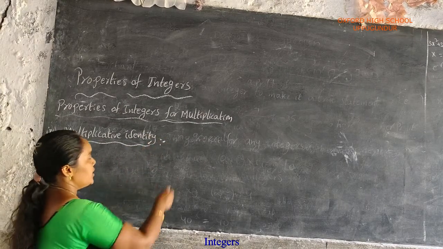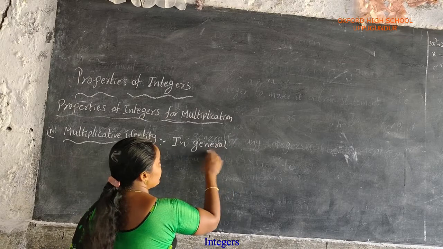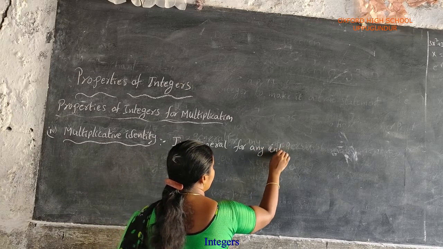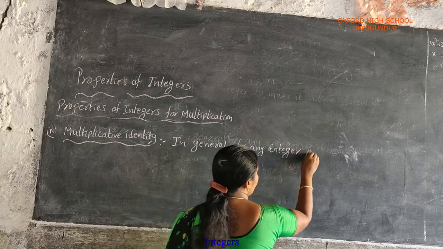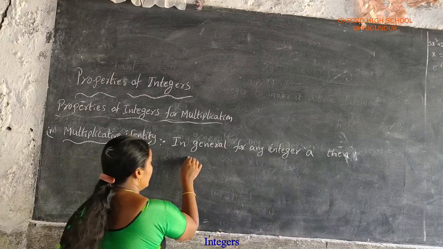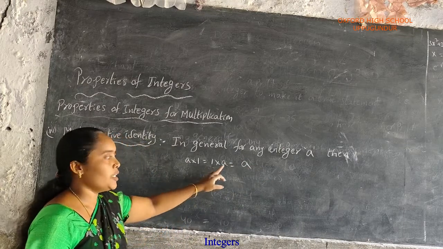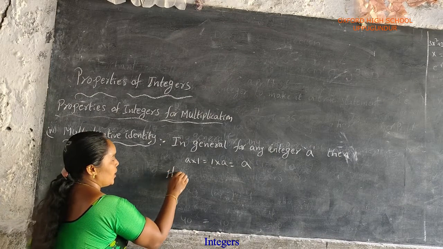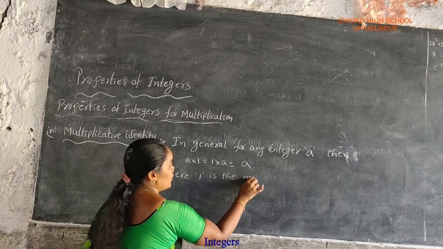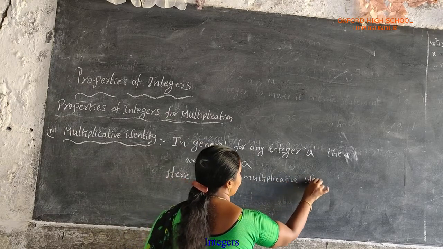Multiplicative identity. In general, for any integer a, a into 1 equals 1 into a equals a. Here 1 is the multiplicative identity.